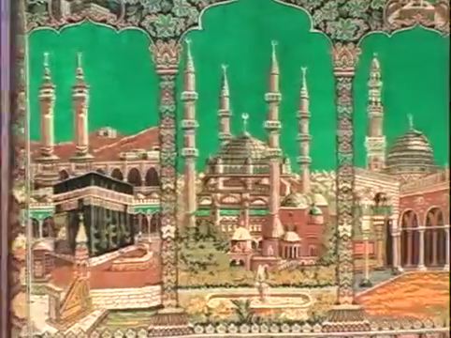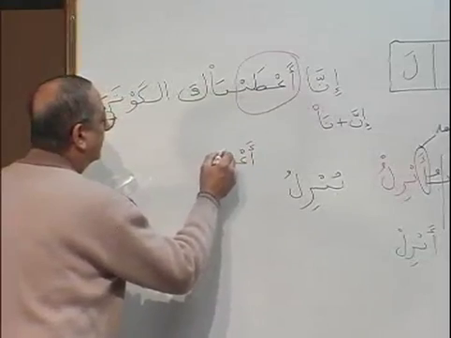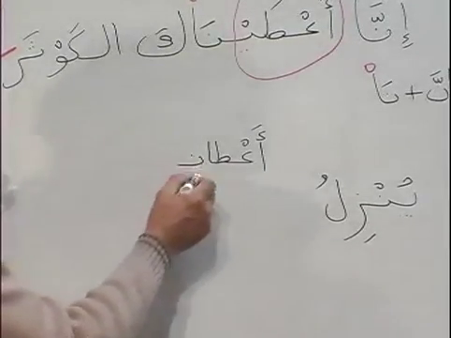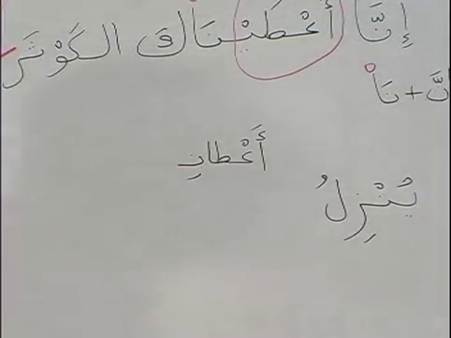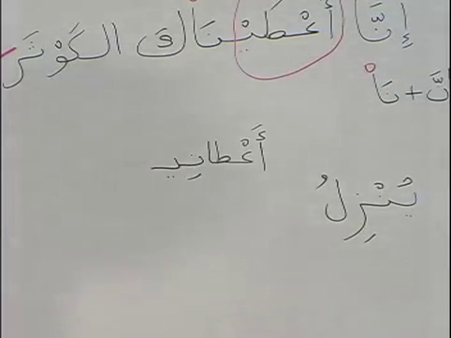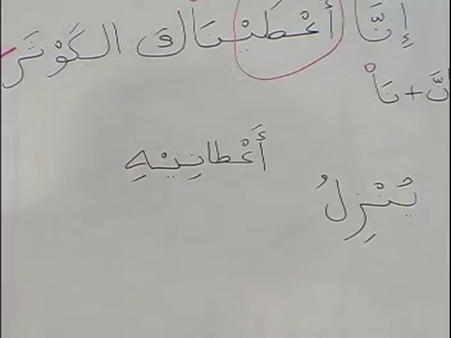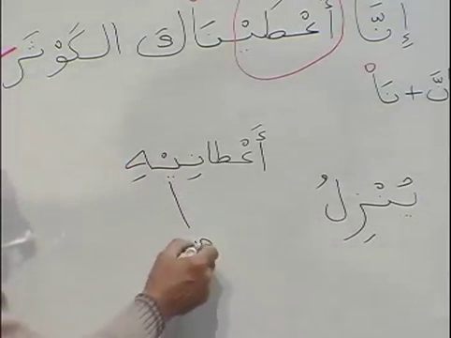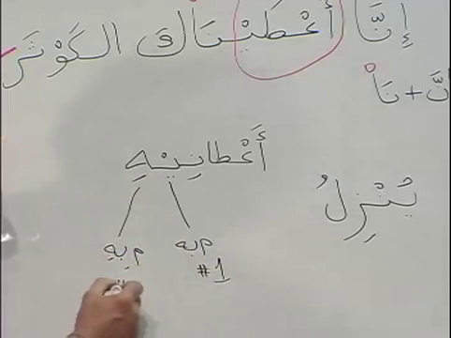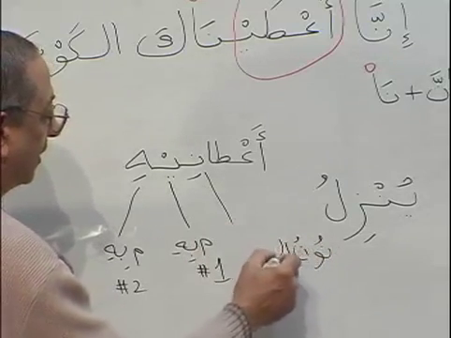Now let us look at it. This is your verb. Sahi? This is your verb. And then, what is this? Nun vikaya. Nun of protection. And then, what is this? So what is this? Mafulun bihi. And what is this? Mafulun bihi number 2. Got the idea? This is your mafulun bihi number 1. This is your mafulun bihi number 2. What is this? Nunul vikayati.